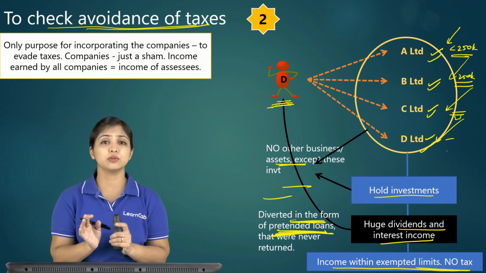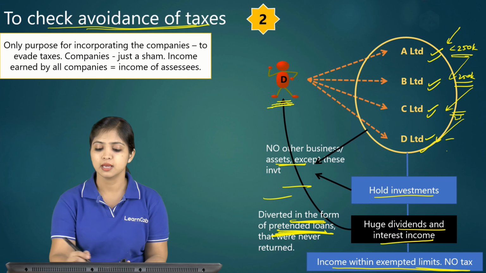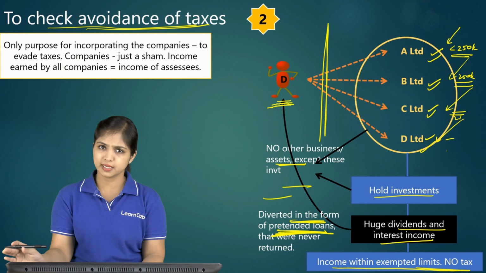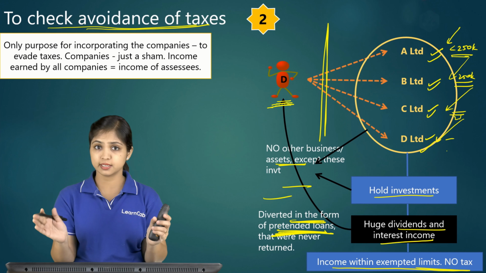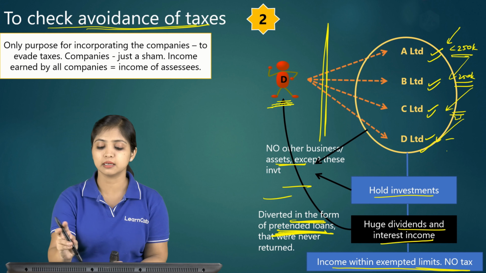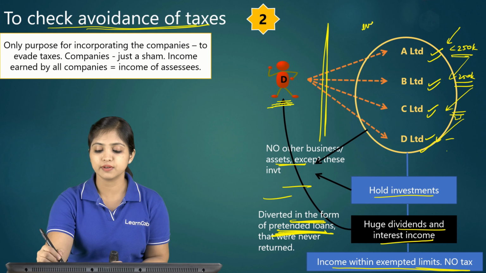So when this entire situation happened, when the court came to know about it, actually there is a veil. Actually shareholder is different, companies are different, treated as 2 different entities. But what was the whole reason? Why was the company created? The company was created to evade taxes.